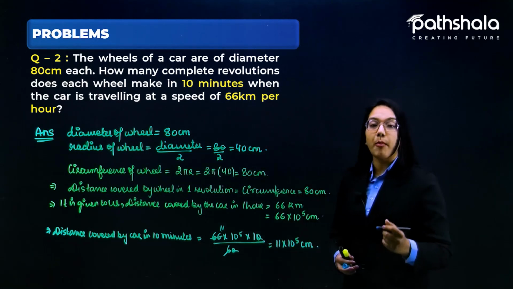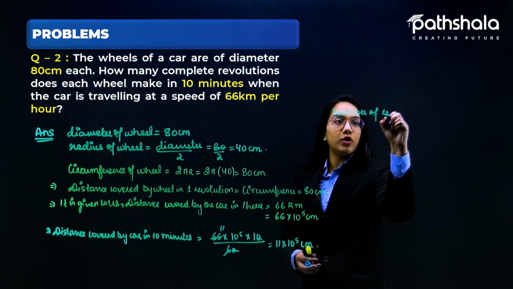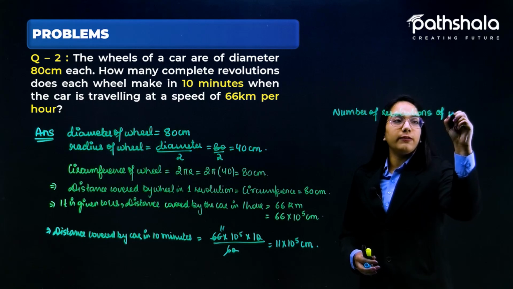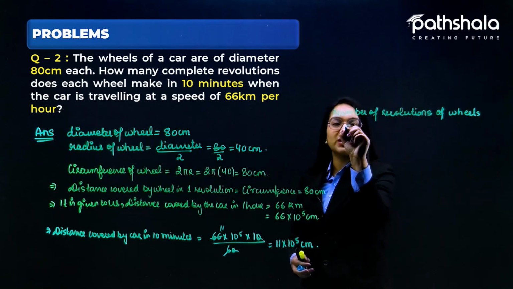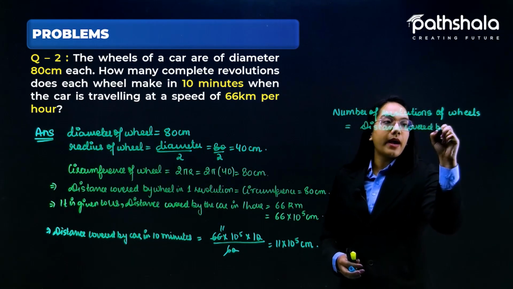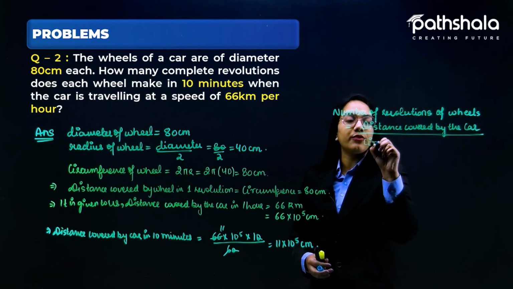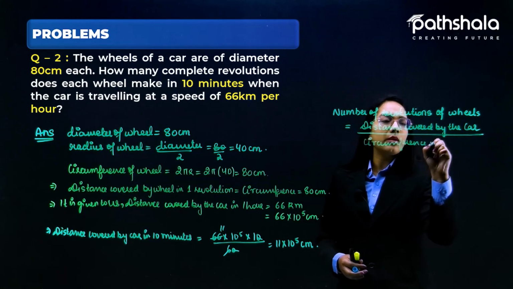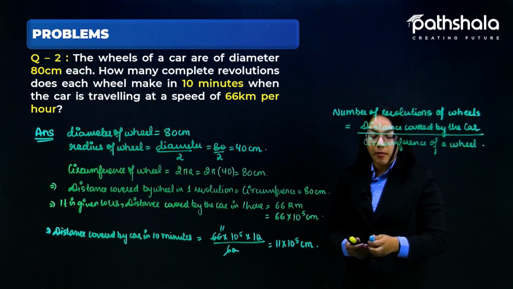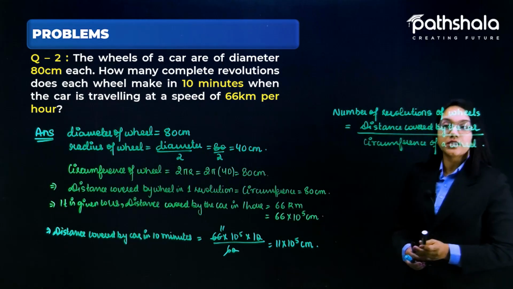And now let's talk about the number of revolutions that we wanted to find out. The number of revolutions taken by the wheel is equal to the distance covered by the car divided by the circumference of the wheel. This is a formula. Whenever we have to find the number of revolutions of the wheel, you can use this particular formula.